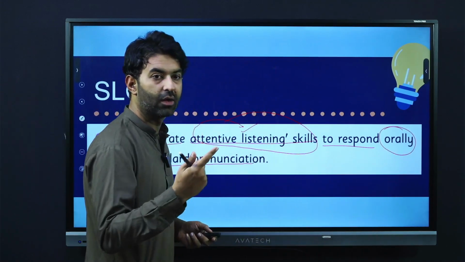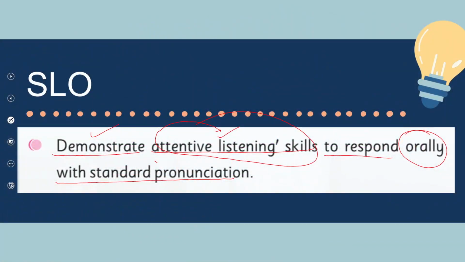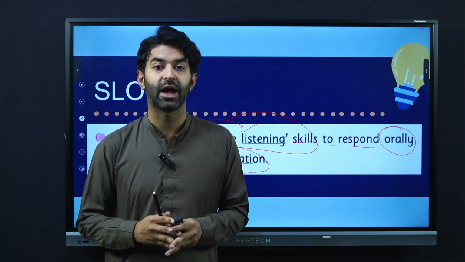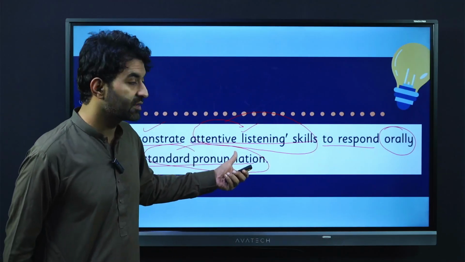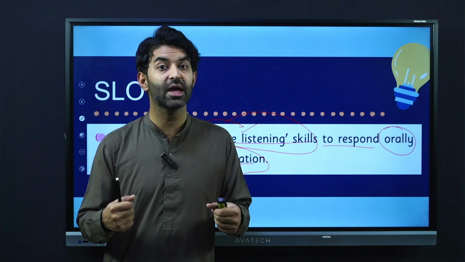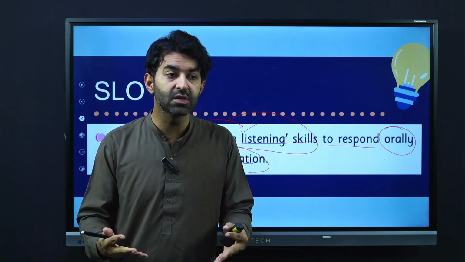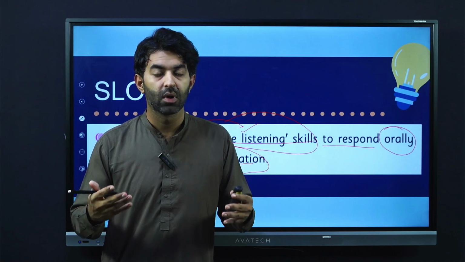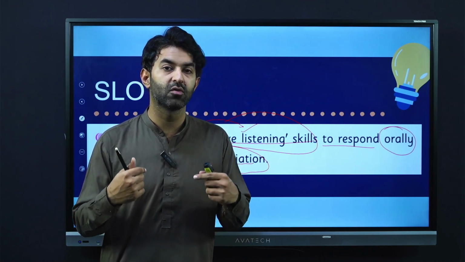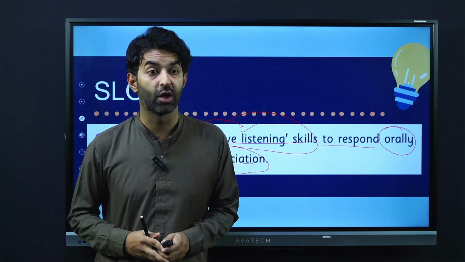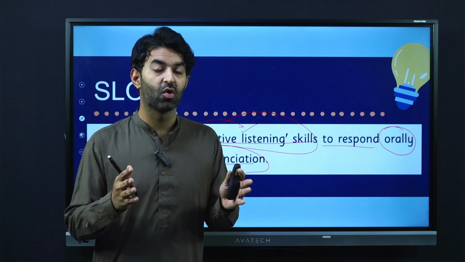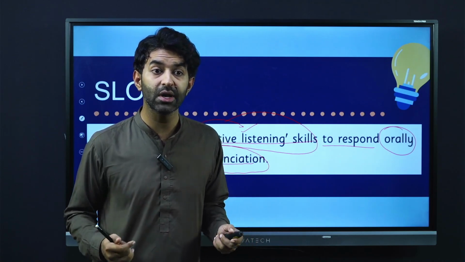Orally means verbally, with your mouth, and with standard pronunciation. Pronunciation is how we say the words in English correctly according to the standards that are there. So, attentive listening skills, we'll see what is listening, what is attentive listening, how can you be attentive listeners, and how you can respond to any speech, any audio clip, any speaker, how you can respond to any questions while you are in a conversation. Because listening does half of the job. In oral communication, you have to be good speakers and also you have to be good listeners as well.